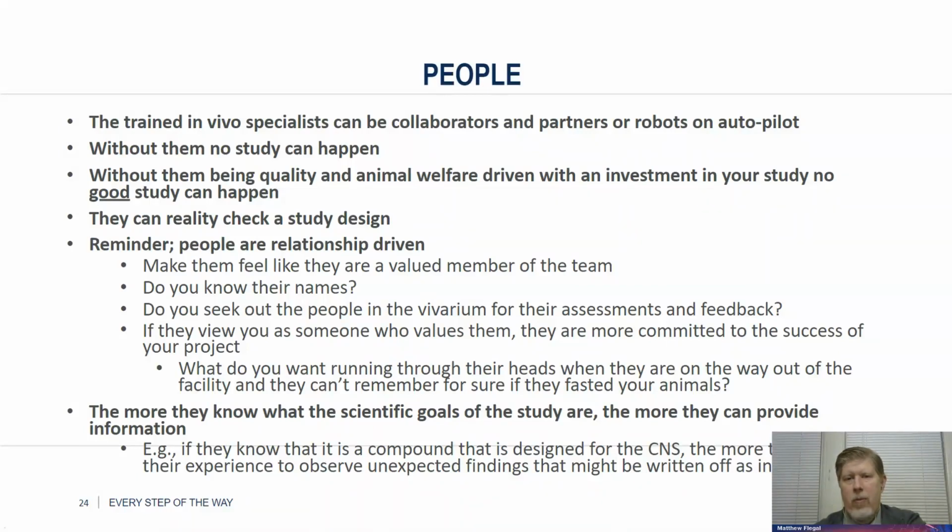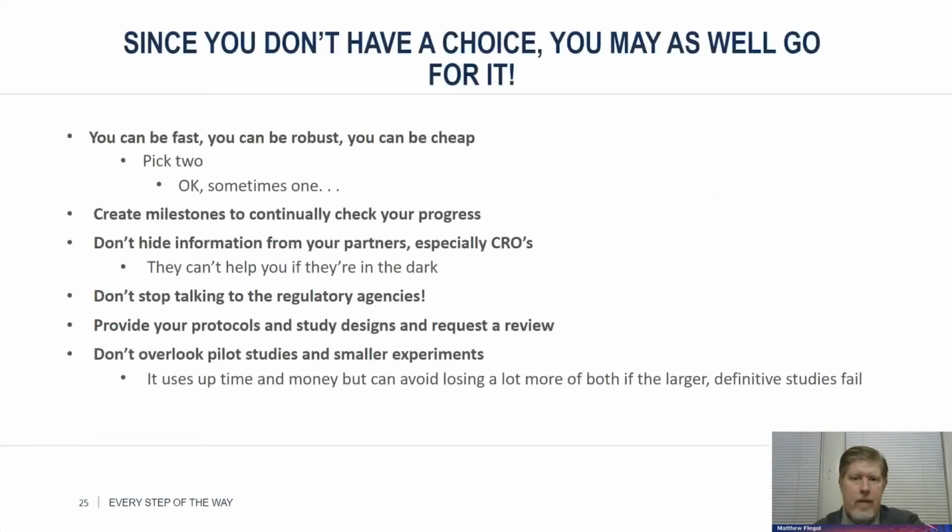Or I think that there's something wrong in the study protocol. I'm going to verify it. You want them to be that engaged in the study, because I will tell you the number of times it has saved my behind over the years, I couldn't even count. So you may as well go for it.